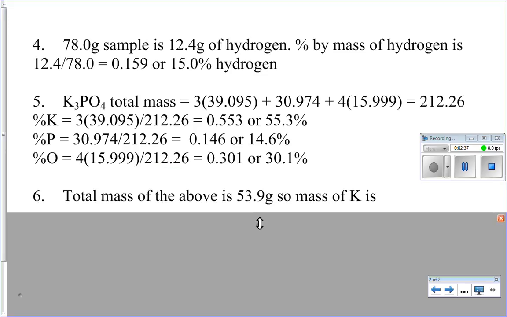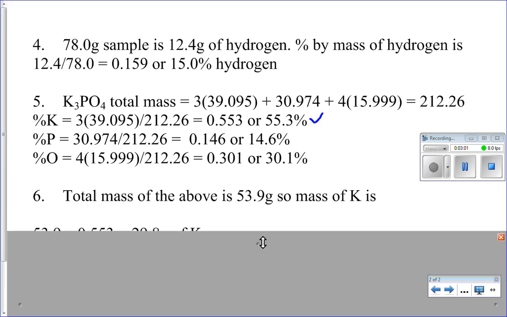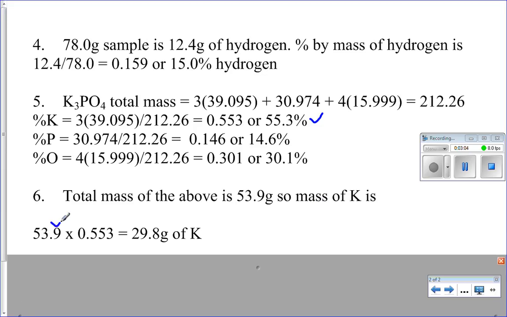The last question in this category, number 6, if you have a sample of potassium phosphate who has a total mass of 53.9 grams, what is the mass of potassium? All right, so if this is the total sample, I know that in any sample of potassium phosphate, this is the percent of phosphate. So I can find the percent of phosphate by taking the mass of my sample times my percent by mass of phosphate, and I end up with 29.8 grams of potassium. I said phosphate. I should have been saying potassium.